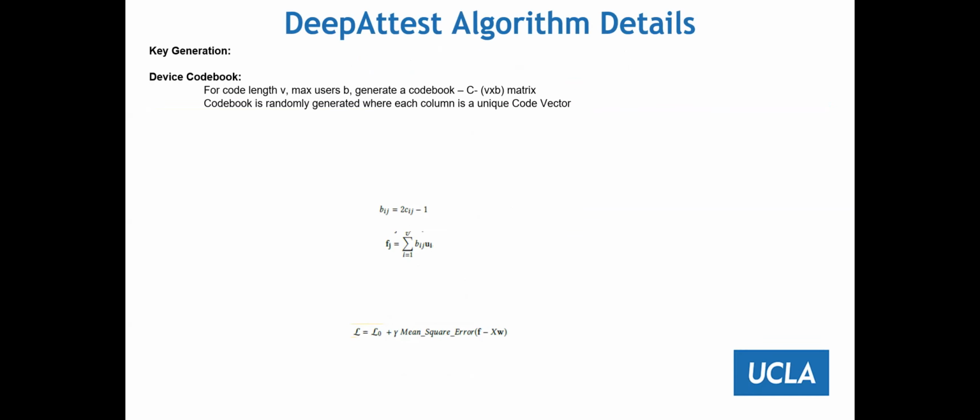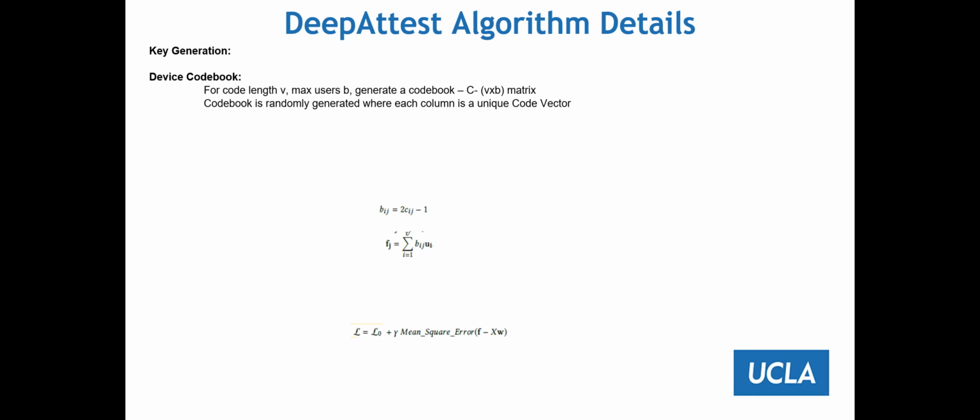So the first step of the key generation process is that you should have the device code book. What is the device code book? It's nothing but a matrix. You can visualize it like this: for the system that we design, we will have a maximum number of uses, denoted by B, and we will have a code length V assigned to each such use. So this is a matrix of size V cross B.